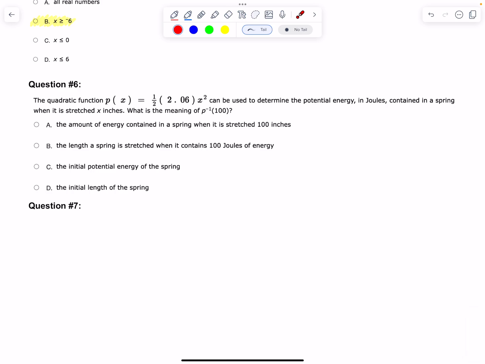It says the quadratic function p of x equals 1/2 times 2.06 x squared can be used to determine the potential energy in joules contained in a spring when it is stretched x inches. What is the meaning of p to the negative 1 of 100? And so what you want to think about is the original meaning and then the inverse of that. So they said x inches and p of x is the energy in joules. So you want to think of p of inches equals energy in joules is what the original function means.